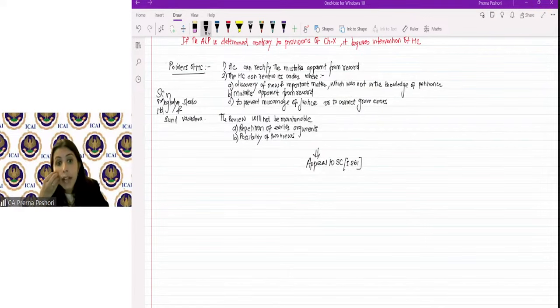So SLP can be filed even if the matter is not decided by the High Court. Even if the matter is yet pending before the High Court, it is only passed by the tribunal. So one can directly go for the SLP. Are we clear?